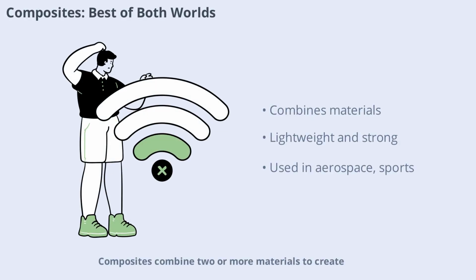Composites combine two or more materials to create something stronger or more versatile than the individual components. Think of fiberglass or carbon fiber. These materials are lightweight yet incredibly strong. Materials engineers design composites for use in aerospace, automotive, and sports industries. By carefully selecting and combining materials, they can achieve the perfect balance of strength, weight, and durability.